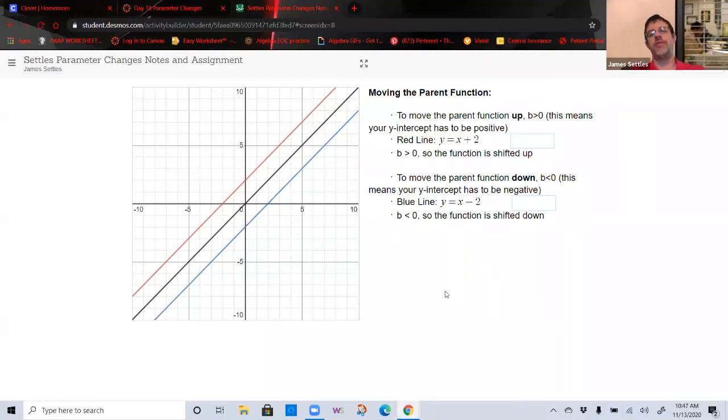So it's not the number in front of x that moves it up or down. It's the number that's not with x. That's our y-intercept, and that moves it up or down. Okay, hit next. Let's go to 9.